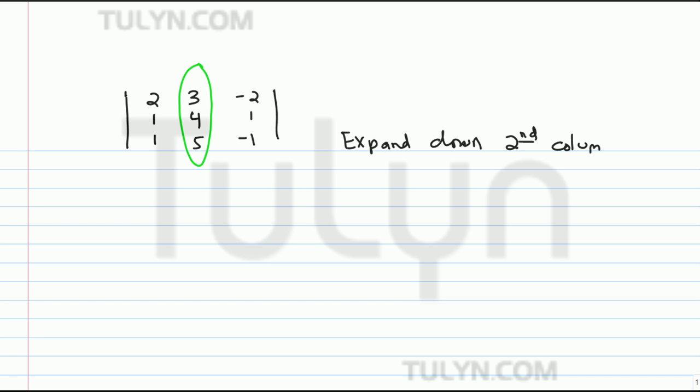Now the first thing you should do is write out the three values of the column, separated, 3, 4, 5, and then next to them you want to write their associated minor. So let's get rid of this and find the minor. The minor for 3 is found by getting rid of the row that it's in and the column that it's in. So what's left over is 1, 1 in the first column, and then 1 and -1 in the second column.